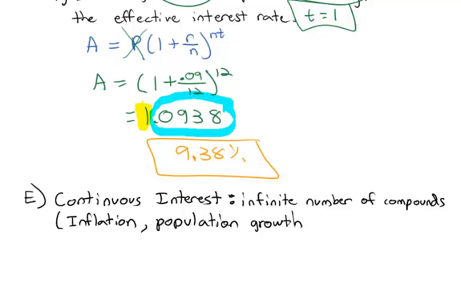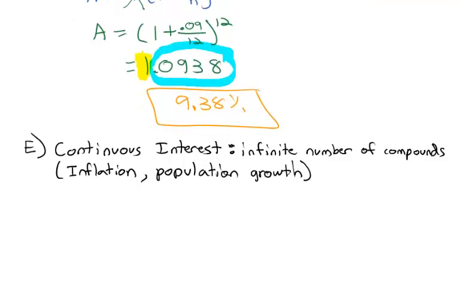Another place you see it is population growth. Population growth is not compounded quarterly or monthly. People aren't born on the first of the month. They're born continuously throughout the entire year. And the equation that we're going to use for continuous interest, when we see the word continuous, is A equals PE to the RT. This is going to be our last equation we're going to take a look at today. Well, sort of. We'll talk about one brief one at the end.